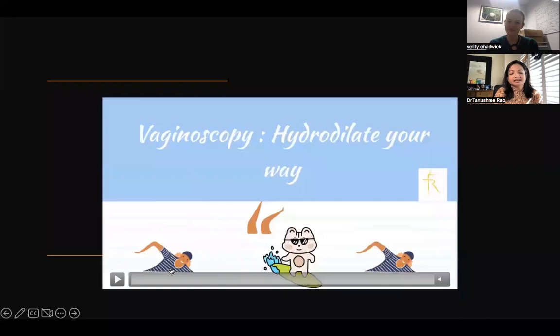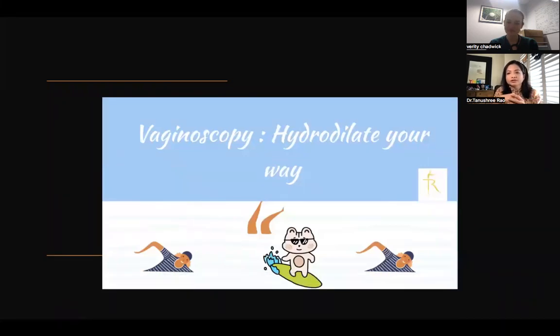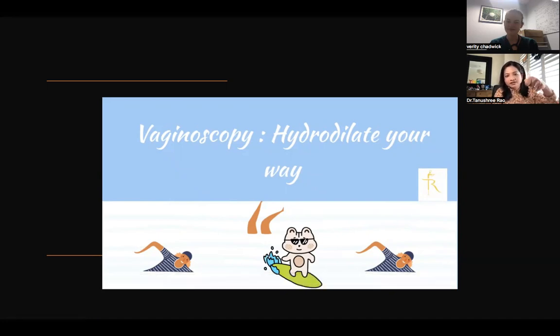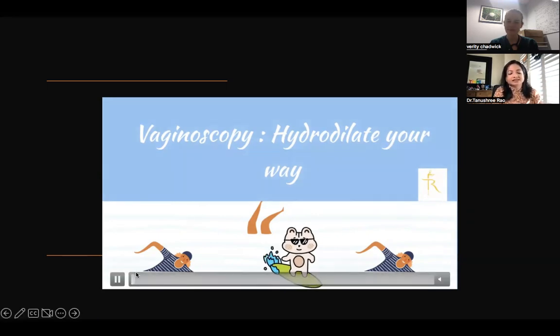Now the next thing is how to do the hysteroscopy, okay? There are two ways to do it. You can use vaginoscopy, to just use the same instrument into the vagina and have a look and then gain access to the uterus. Or you can straight away go ahead and put the hysteroscope into the cervix and then start the process, okay? So we'll just see what this shows.